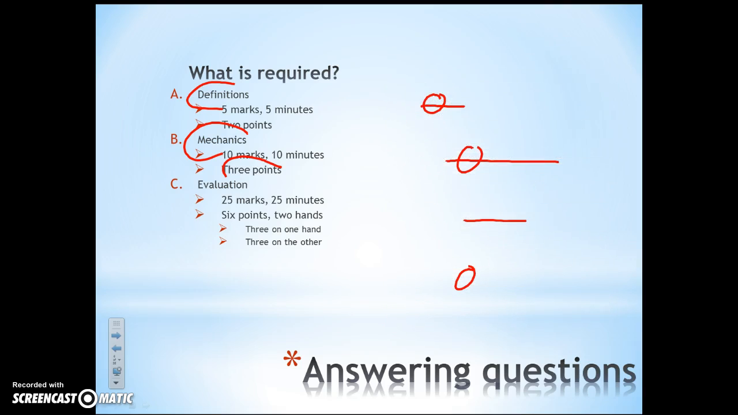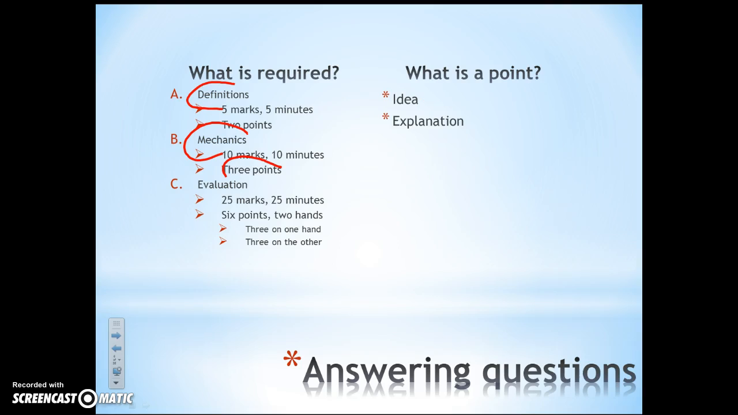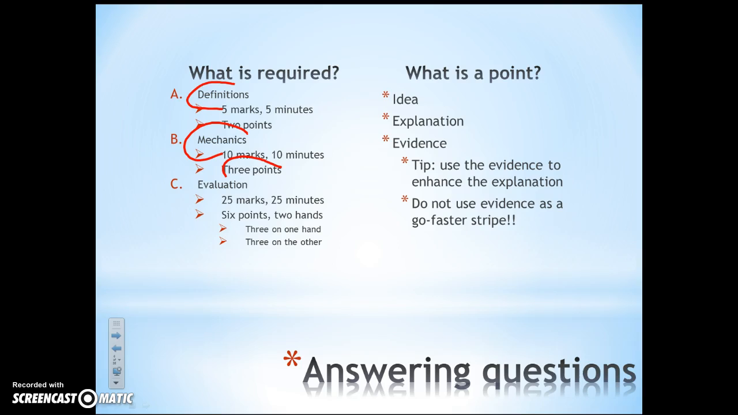So it's probably incumbent upon me to explain exactly what a point is. What is a point? Well, a point is 3 things. First of all, it's an idea. You'll have an idea in response to the question. You then need to explain what that idea is, and you also need to present evidence. Now, the evidence should ideally be used to enhance the explanation, not simply tacked on at the end, like some sort of go faster strut.